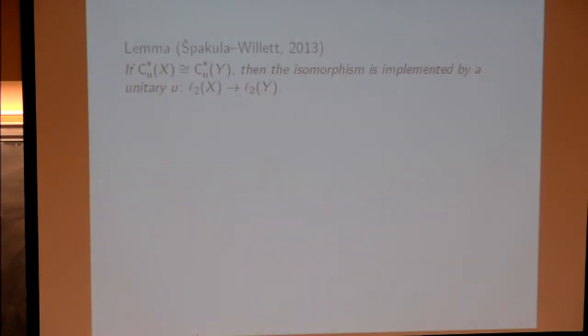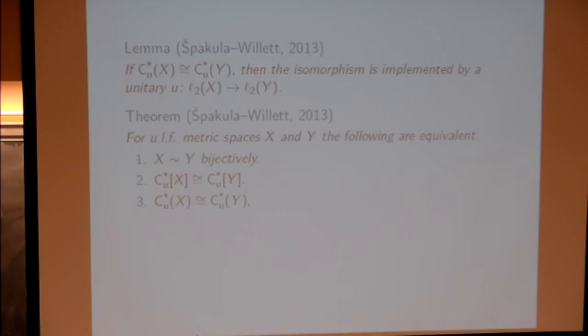All right. So this was initiated by Ján Špakula and Rufus Willett. They noticed the following. If you have an isomorphism between two of these algebras, it's actually automatically implemented by a unitary. This is really an easy exercise. I'll just say that it makes things easier because then you just need to understand the isomorphism. You have this very concrete unitary. You just have to understand where it goes. And here's what they proved.